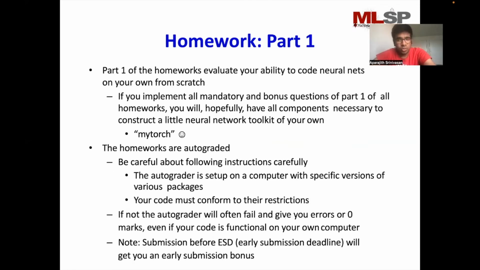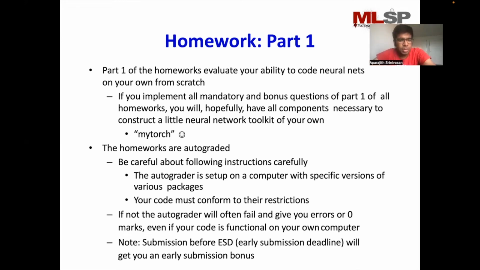So what are homework part ones? Part one of homeworks evaluates your ability to code neural networks from scratch. So it is basically building up your own neural network with just the NumPy library instead of any other toolkit like PyTorch or TensorFlow and so on. So at the end of all homework part ones, hopefully you will have all the components necessary to construct a little neural network toolkit on your own. We call it MyTorch, which rhymes with PyTorch.